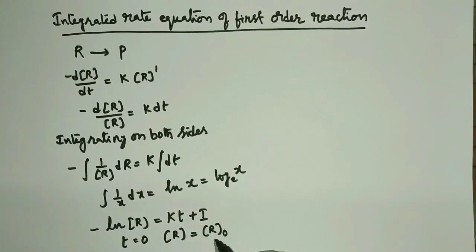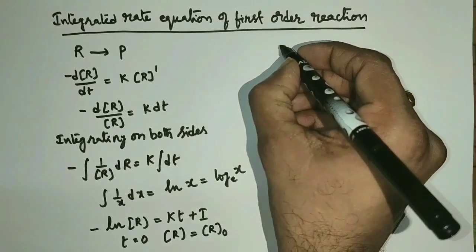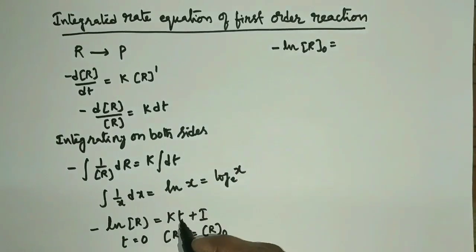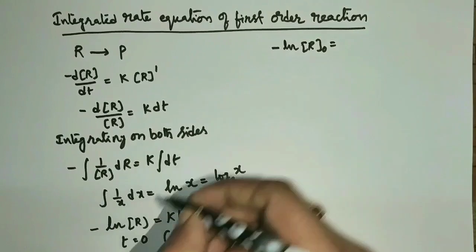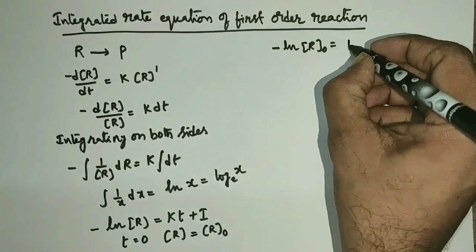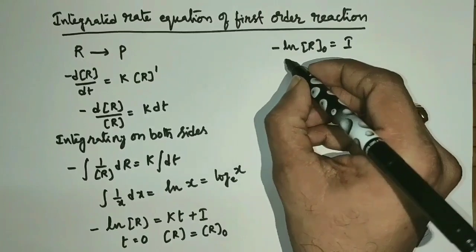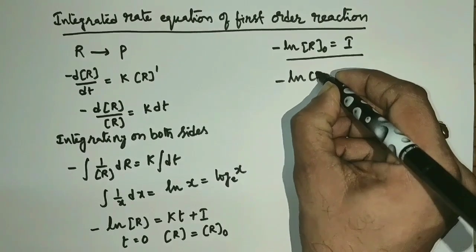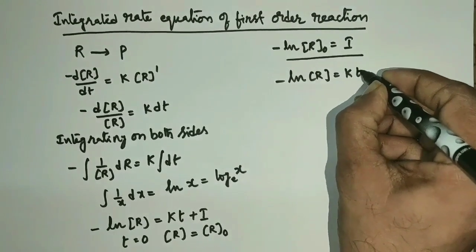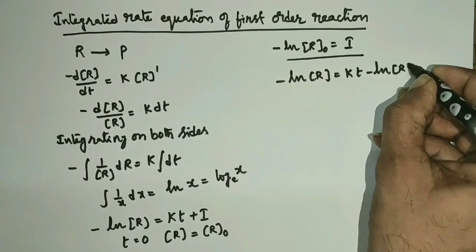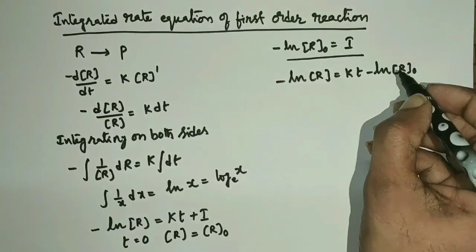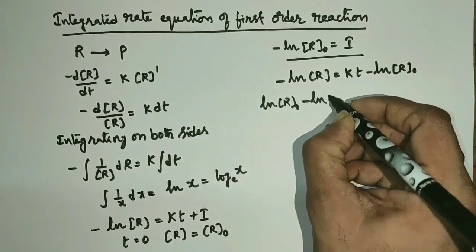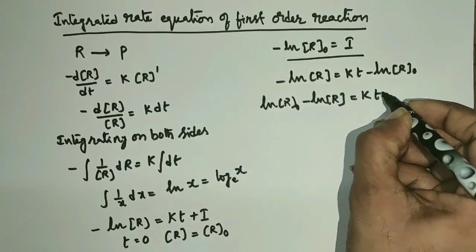So at time t equal to 0, this concentration of reactants can be substituted by R naught. So substitute R naught here: minus ln R naught is equal to, in place of t if you substitute 0, then the product kt is 0, equal to I. This value of I is substituted in this equation: minus ln R is equal to kt minus ln R naught. If you move it to the left side, ln R naught minus ln R is equal to kt.